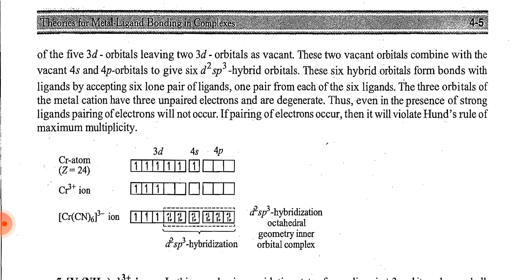These two vacant orbitals combine with the vacant 4s and 4p orbitals to give 6 d2sp3 hybrid orbitals. These 6 hybrid orbitals form bonds with the ligands by accepting 6 electron pairs, one pair from each of the 6 ligands. The 3 d orbitals of the metal cation have 3 unpaired electrons and are degenerate. Thus, even in the presence of a strong ligand, pairing of electrons will not occur. If pairing occurred, it would violate Hund's rule of maximum multiplicity.